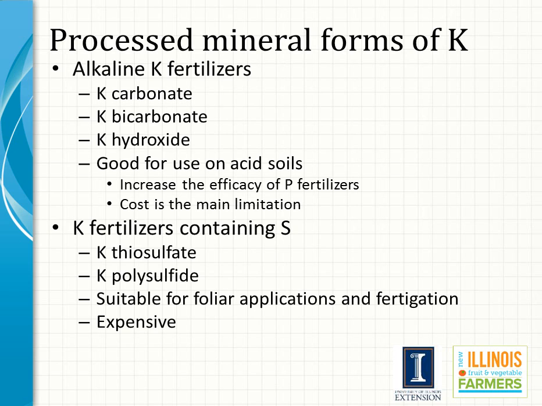Processed mineral forms of potassium include alkaline potassium fertilizers such as potassium carbonate and potassium hydroxide. These materials are good for use on acidic soils, but are expensive. Potassium fertilizers containing sulfur such as potassium thiosulfate and polysulfide are also expensive. These materials are highly soluble and suited for foliar applications and fertigation.